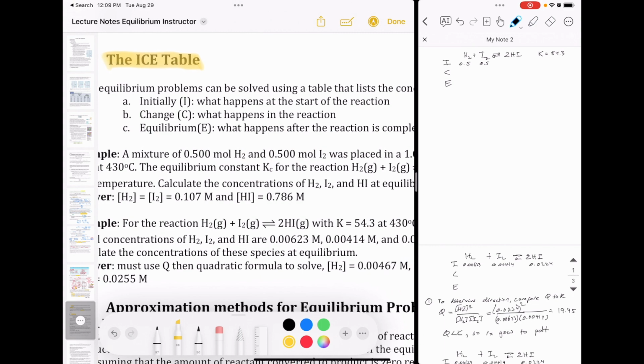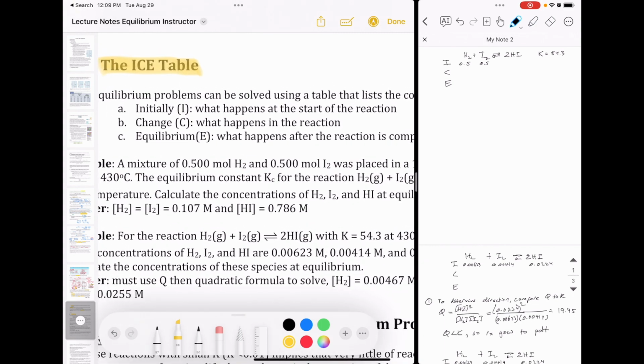And the reason it's called the ICE table is because we split a reaction into 3 time points. The first one is what is there at the beginning, so that's called initial. And then the second is what's going on during the reaction. What has changed? Is reactant being consumed? Or is product being consumed? So we have to indicate that. And then lastly, what's there at the end, which is the equilibrium. So that's the essence of the ICE table. It's just a way to organize information.